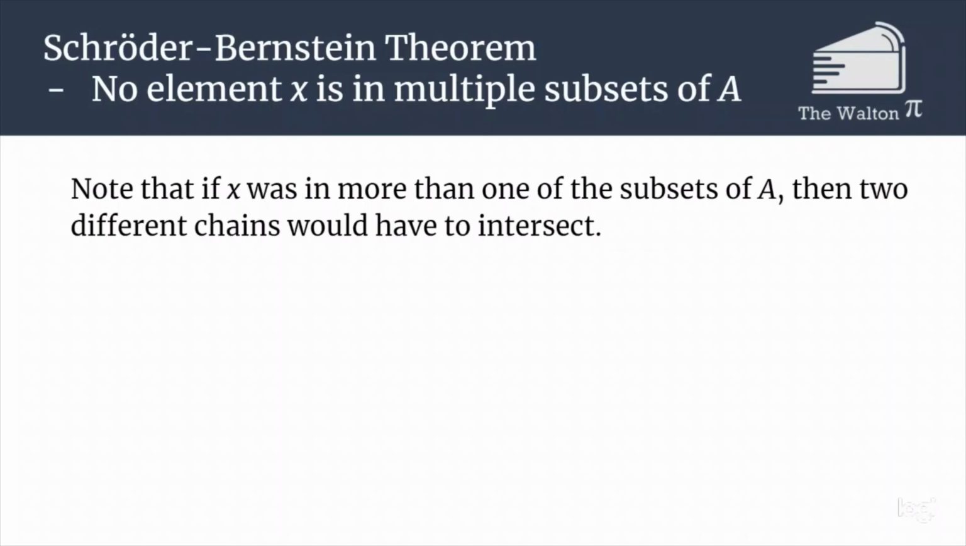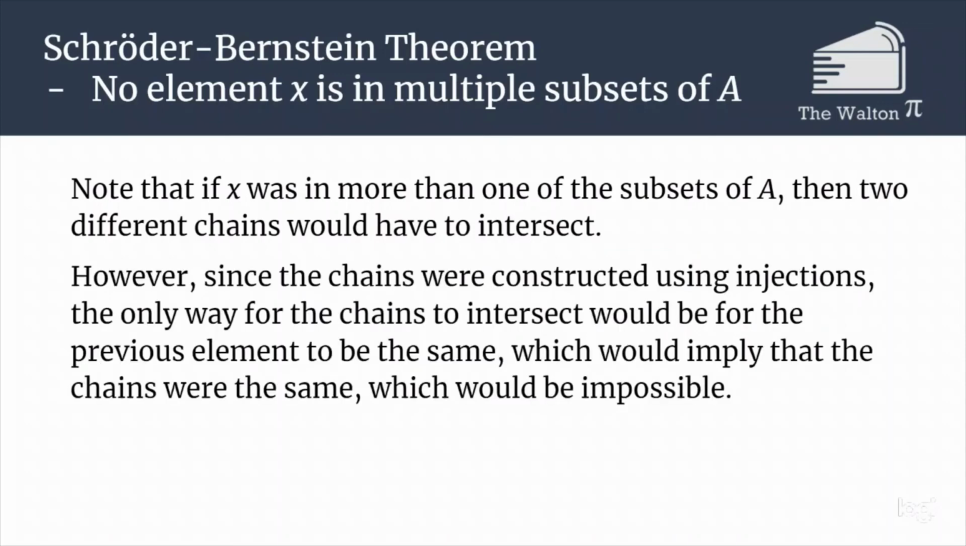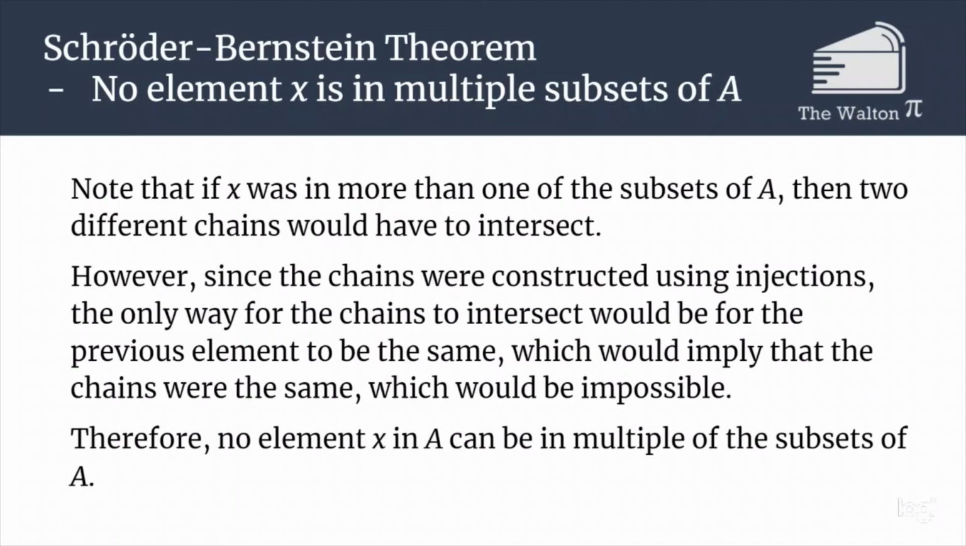Well, if it was in more than one subset, then two chains or a chain and a loop would have to intersect. But since the chains were constructed using injections, the only way for chains to intersect would be for the previous element to also be the same, which eventually would then imply that the entire chains were the same, which would be impossible, because we can't have a chain that starts in A and B at the same time, for example. Nor can we have a chain that starts in A also be an infinite chain, because that would also be impossible. So in each of these cases, we get these contradictions, which tells us that no element x in A is in more than one of the subsets of A.